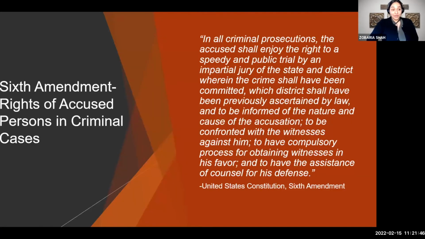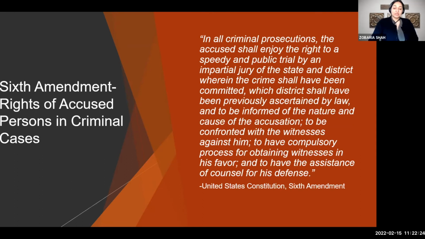All right, the Sixth Amendment is the right of accused persons in criminal cases. In all criminal prosecutions, the accused shall enjoy the right of a speedy trial and a public trial by an impartial jury of the state and district where the crime was committed, which district shall have been previously asserted by law, and to be informed of the nature and cause of the accusation, to be confronted with the witness against him, to have compulsory process for obtaining witnesses in his favor, and to have the assistance of counsel in his defense.